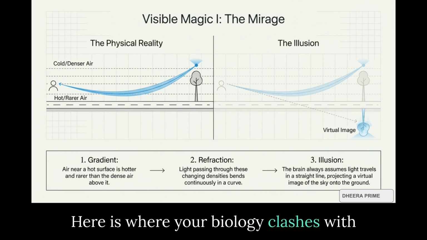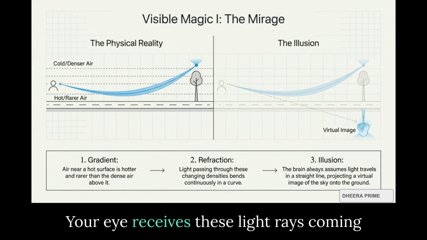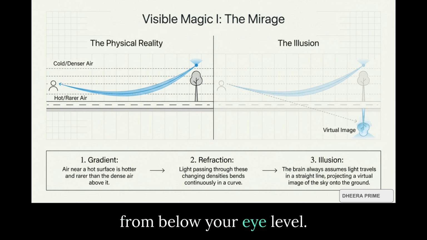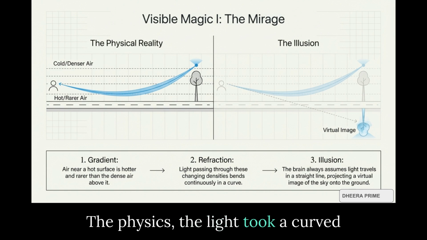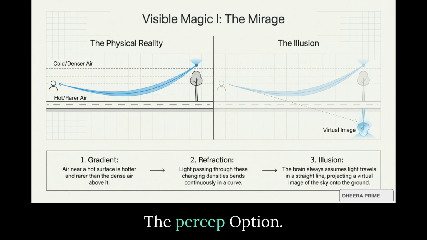Here is where your biology clashes with physics. Your eye receives these light rays coming from below your eye level. They are literally coming up from the ground. The physics: the light took a curved U-shaped path. The perception: your brain is a straight-line processor. It cannot imagine light curving. It traces those rays back in a perfectly straight line, projecting them deep into the ground. This creates a virtual image.